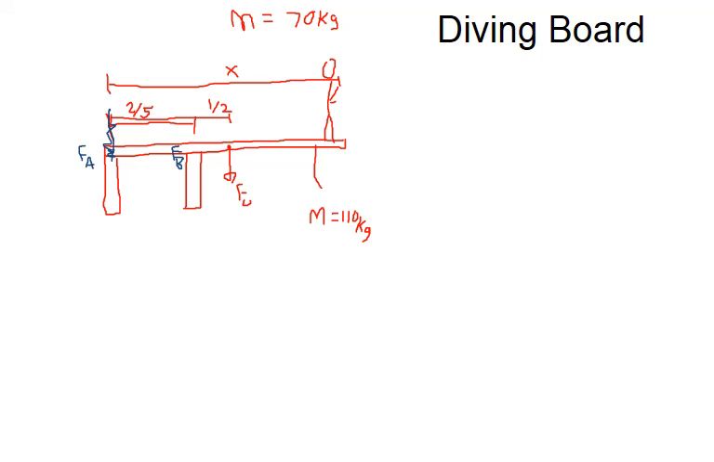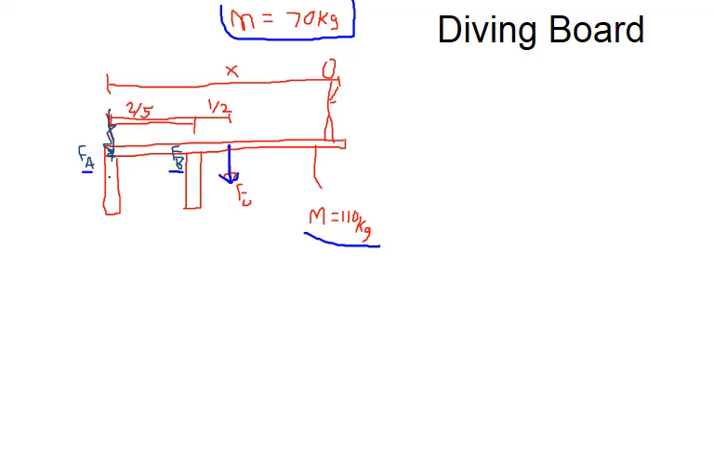Now let's take a look at a situation where we have a person standing at the end of a diving board, and we'll say here that the diving board is attached right here at FA, and the diving board is resting over this beam right here at FB. And I've got the mass of the person here. We've got the relative length set up. The mass of the beam itself is 110. The mass of the man is 70 kilograms. And the center of mass of this diving board is located right here. And we want to figure out what's going on with FA and FB.